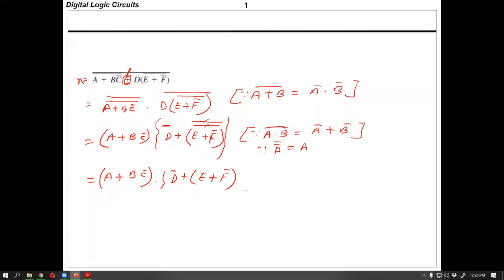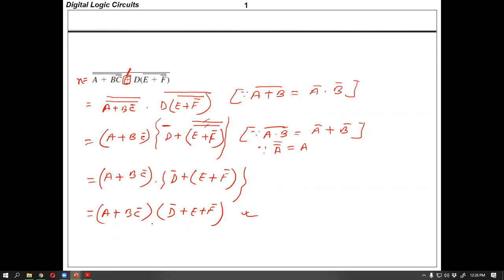So now A plus B C bar, under this is the same: D bar plus E plus A bar. Okay, so this is your answer.